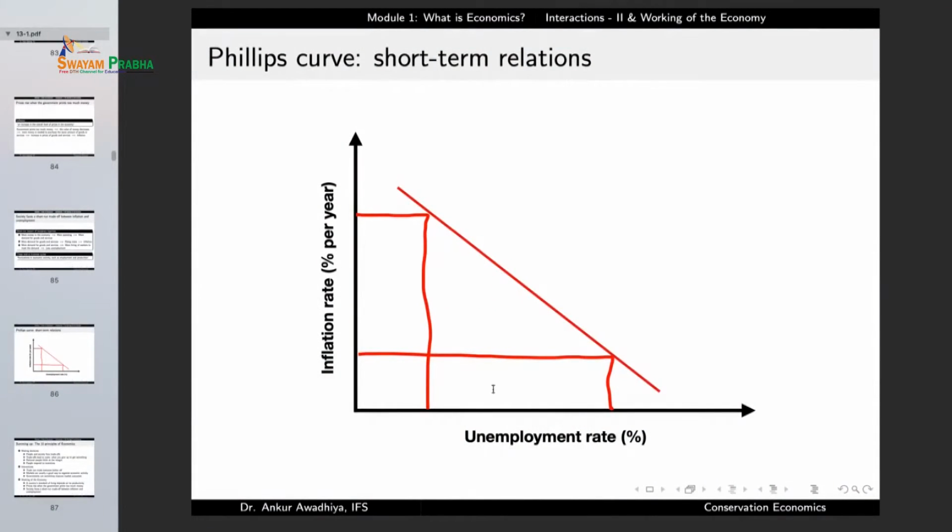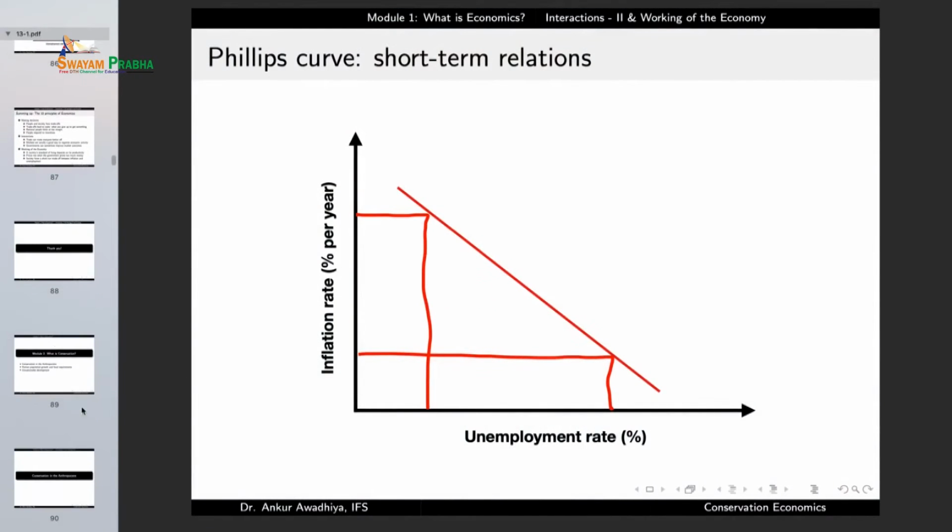So when we say that economics is the science of making decisions, this is a relation that needs to be kept in mind. You cannot have the best of both things. You cannot have low inflation and low unemployment. You have to choose between one of these, and this is what leads to business cycles.